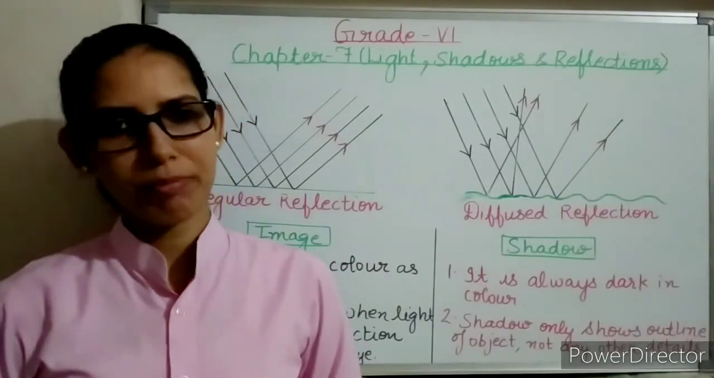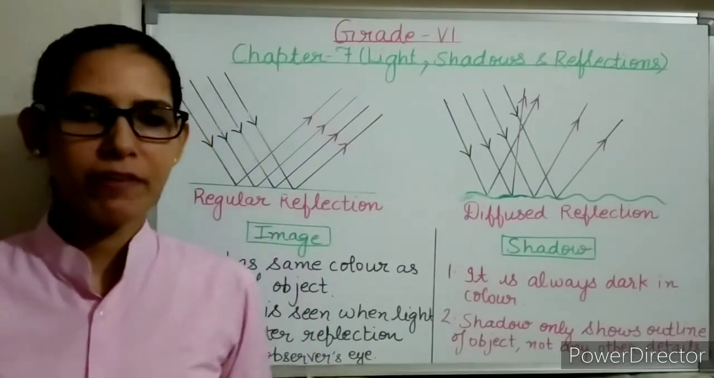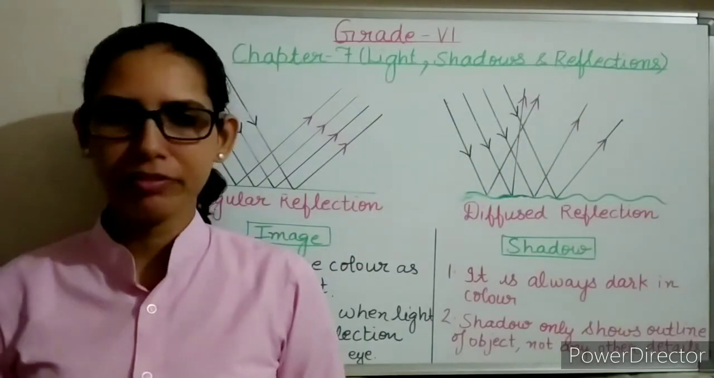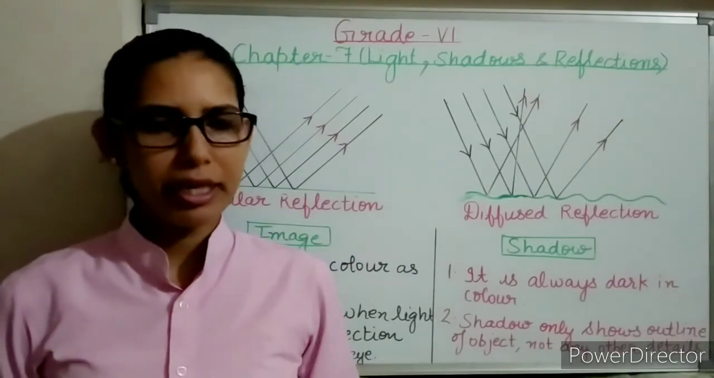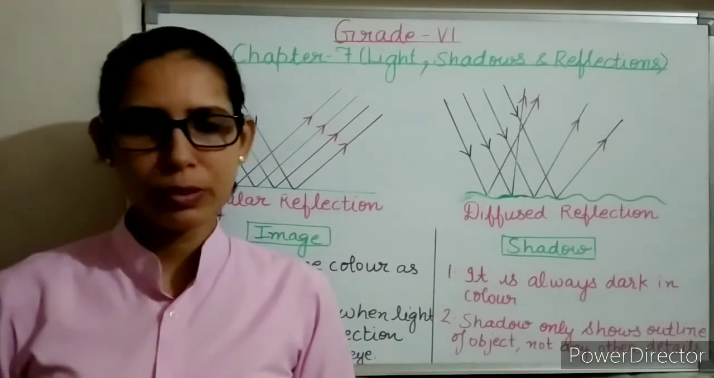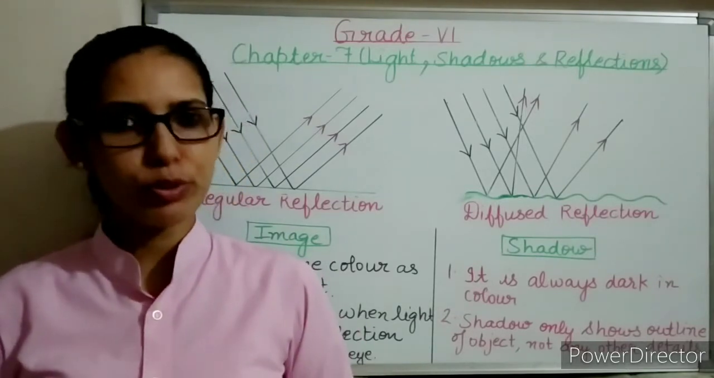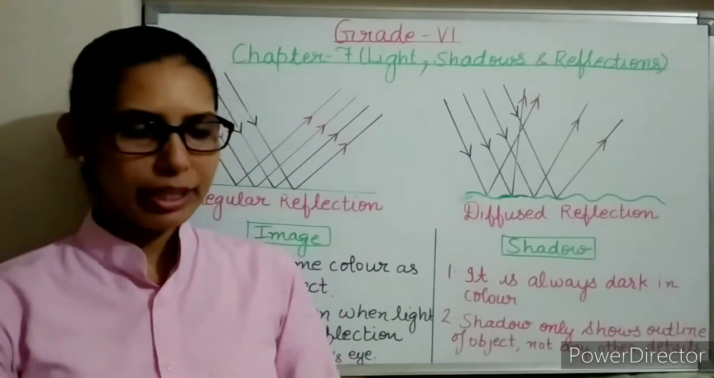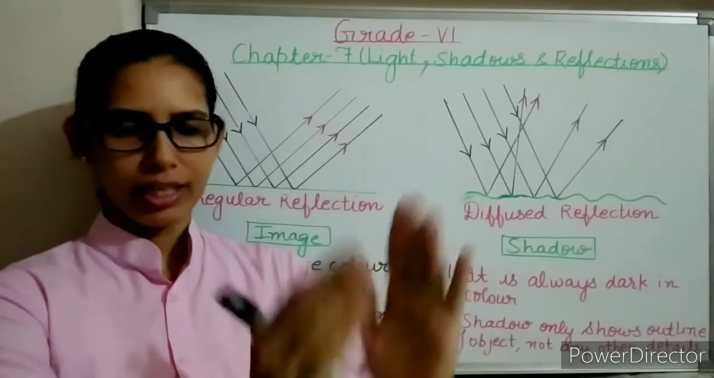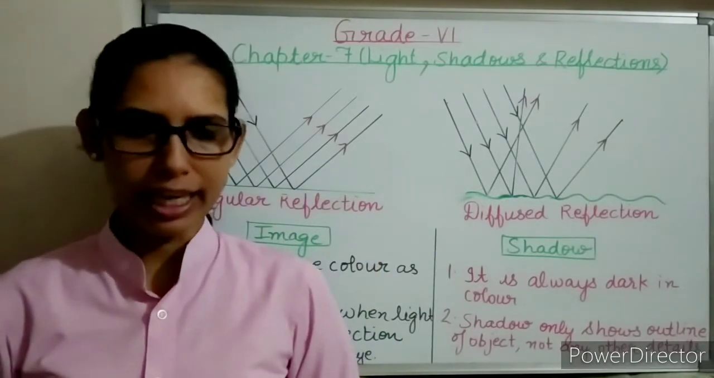Today we will continue chapter 7, Light, Shadows and Reflections. In the previous video, part 1 of this chapter, we studied luminous objects, non-luminous objects, transparent, translucent and opaque materials. We studied the ray of light, various types of beams of light, and also rectilinear propagation of light. We know that light always travels in a straight line. This property of light is known as rectilinear propagation of light.